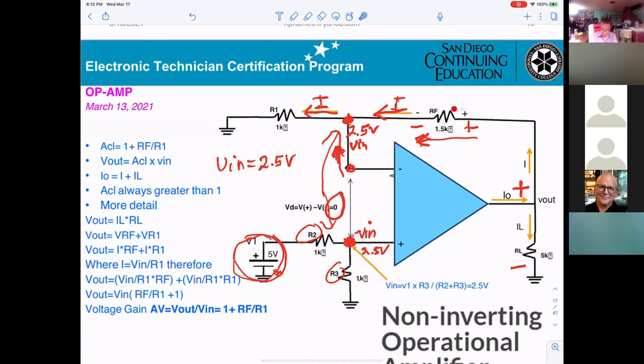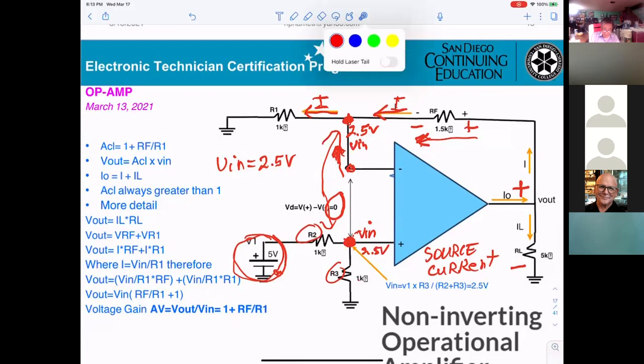Okay, and basically, this is positive here and this has to be positive. So the current, basically, will be coming out from the op amp. One goes up here, one will be going down here. In this case, they call it source current, okay? So the op amp is sourcing the feedback current and the load current. In this case, the op amp sends the current out.